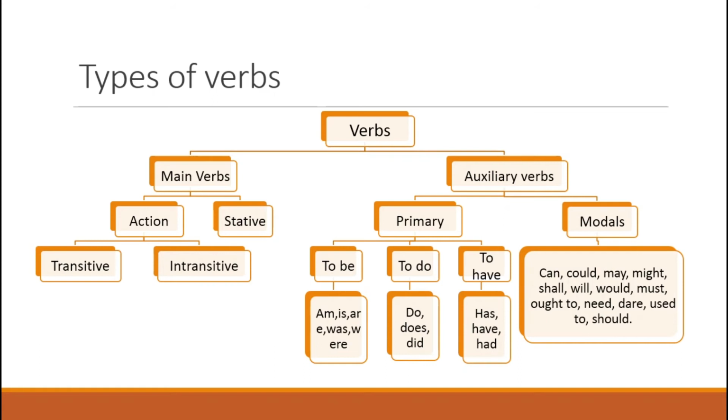Definition of verb: a verb tells us about an action or a state. So here main verb is divided into two parts, action verb and stative verb, and also action verb is divided into two parts, transitive and intransitive. So first we will learn about this part: main verb, action verb and stative verb. Main verbs, first one is action verb.